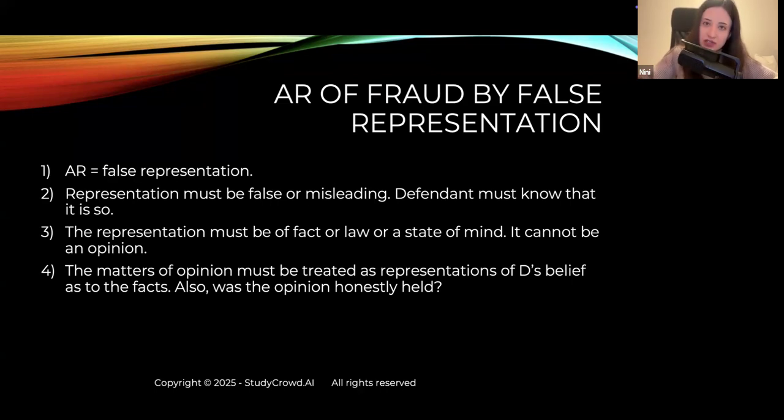So you need to discuss what kind of representation was made, and you need to conclude whether it was one of fact, of law, or a state of mind. And you need to show that it was not an opinion. Matters of opinion must be treated as representations of the defendant's belief as to the facts. Also, you should show whether or not the opinion was honestly held. Remember that fraud is all about dishonesty, and dishonesty should be proven. If the person was not dishonest, then fraud by false representation cannot be proven.